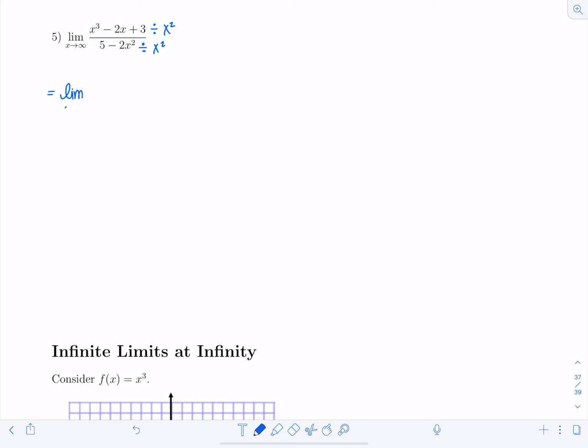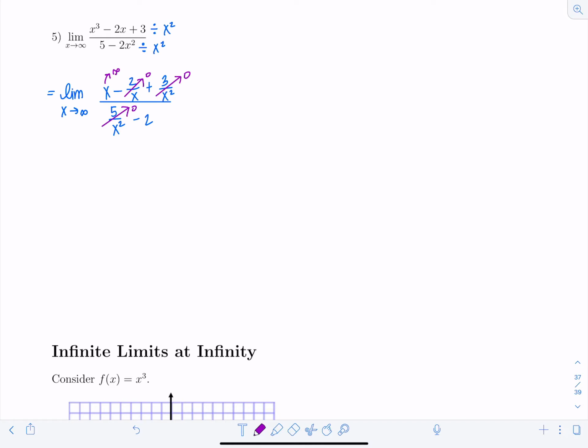So we've got the limit as x approaches infinity. In the numerator, x cubed divided by x squared, that's just x. Minus, this is going to be 2 over x plus 3 over x squared. Over, we have 5 over x squared minus 2 in the denominator. Looks good. Let's go ahead and take that limit now. So as x approaches infinity, x is going to infinity, right? Okay. 2 over x, that's going to approach 0. 3 over x squared, that approaches 0. And 5 over x squared, that approaches 0.